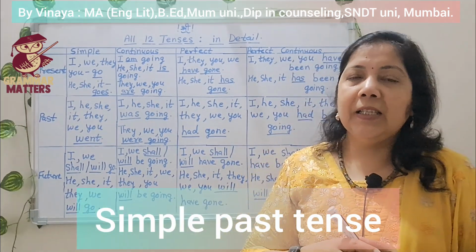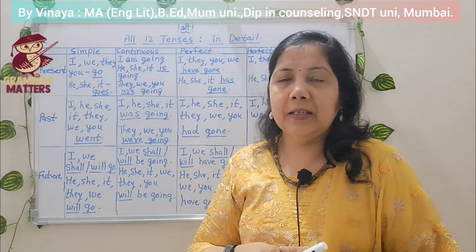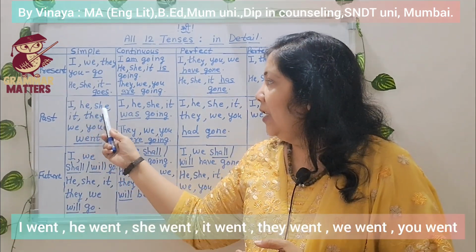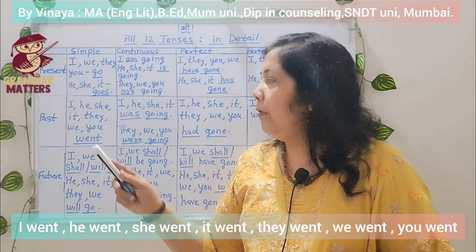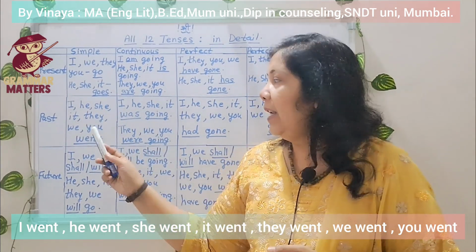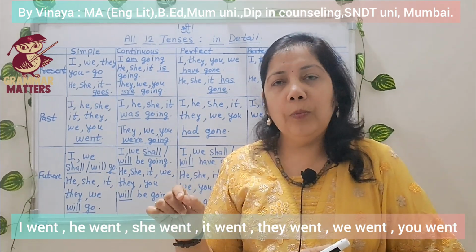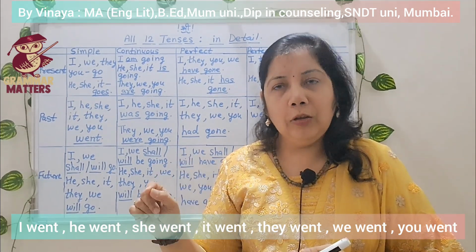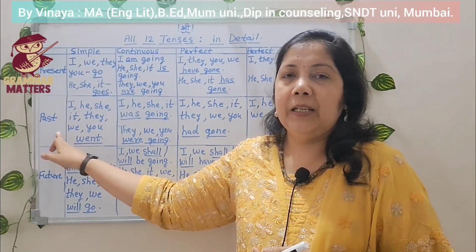First kind of past tense is simple past tense. I, he, she, it, they, we, you went. That means for all these seven pronouns, only one verb comes and that verb is went. Now what is went? Past tense of go. Go, went, gone. Past tense of go has to be taken for simple past tense.